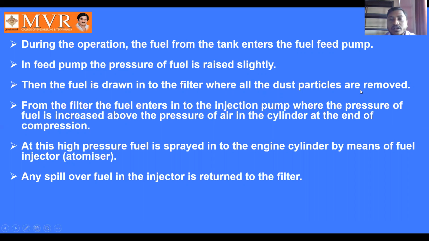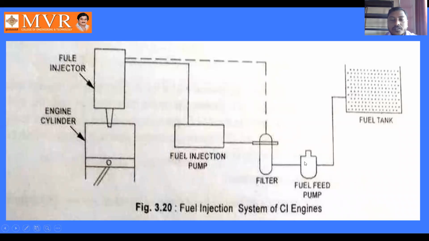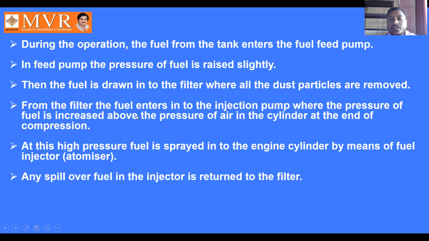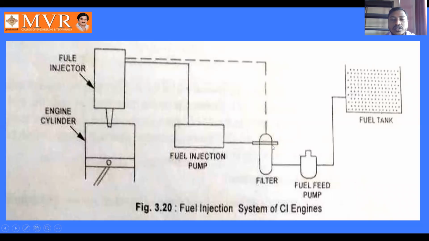Then the fuel is drawn into the filter, where all the dust particles are removed. After the pressure has been raised somewhat, the fuel enters the filter, and the dust particles are removed in this filter. From the filter, the fuel enters the injection pump, where the pressure of the fuel is increased.